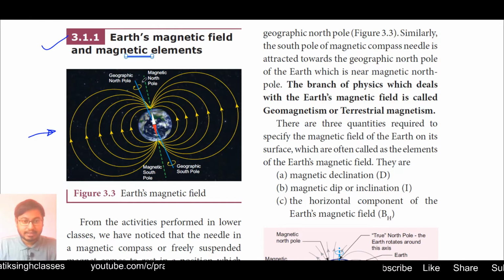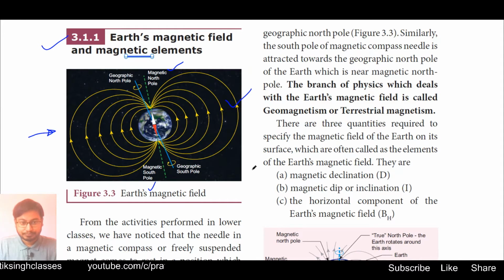As you can see here, we have the magnetic north pole and magnetic south pole, and then the geographic north pole and geographic south pole. You know very well that Earth is tilted, and because of that we have different magnetic and geographic poles. The magnetic north pole and geographic north pole are not at the same point. Likewise for the magnetic south pole and geographic south pole also.